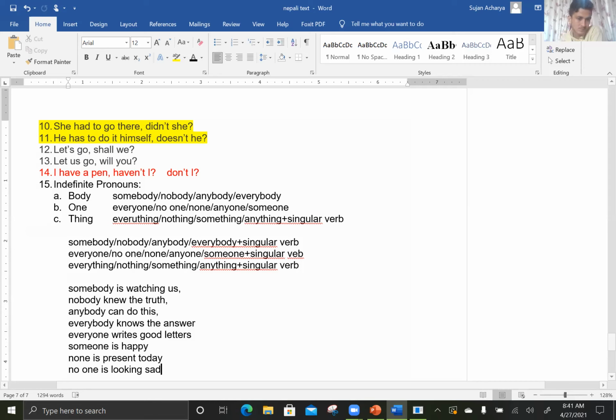But in question tags, when we have indefinite pronouns like this, we always use the pronoun they. Whether we use do, does, did, or another plural verb is determined by the tense of the sentence. Somebody is watching us. Aren't they watching us? Nobody knew the truth. Did they? We always keep they at the end.